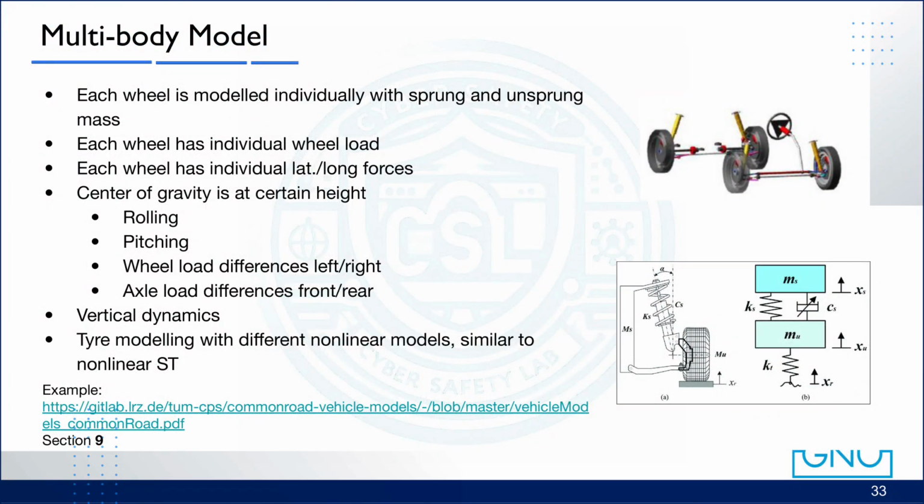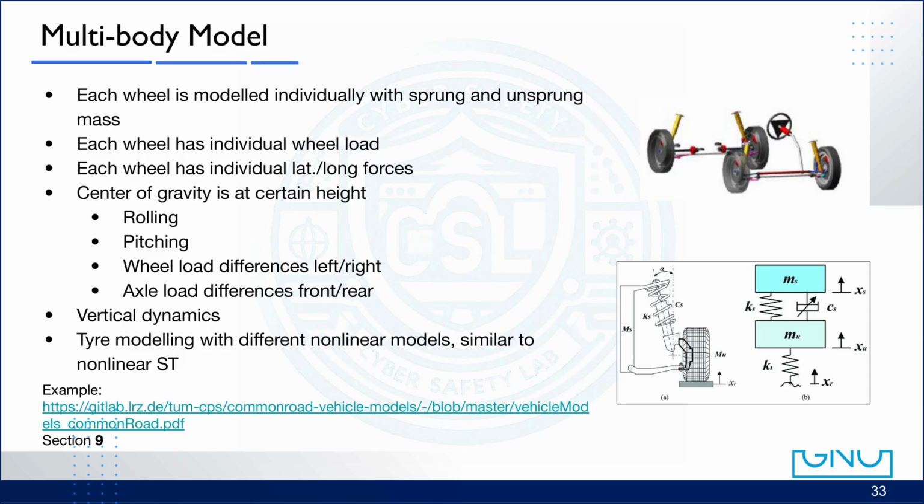This model goes beyond the single-track approximation and represents the vehicle as a combination of multiple components. Here, each wheel is modeled individually, with its own sprung mass and unsprung mass. The sprung mass refers to everything that is supported by the suspension, for example, the vehicle body, engine, and passengers. It rides on the springs and dampers, so it moves more slowly and smoothly over bumps.